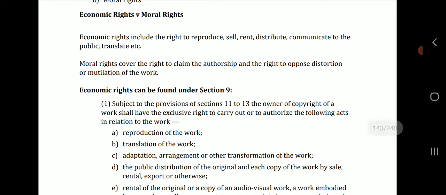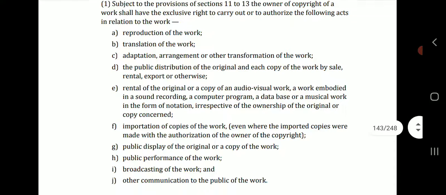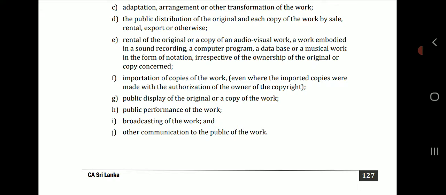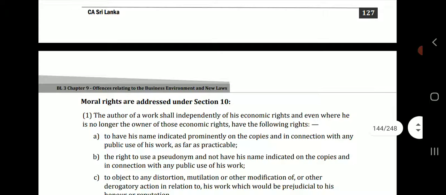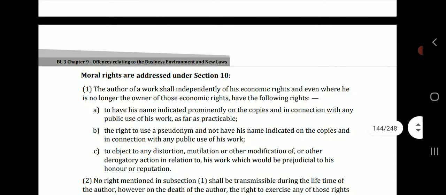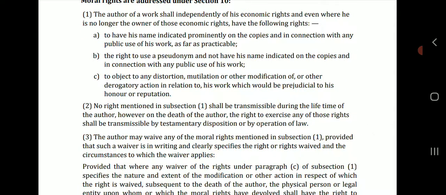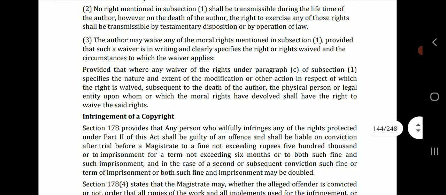So economic rights can be covered under section 9: reproduction, translation, adaptation, things like that. They can display their goods, their copies, they can broadcast, they can perform in public, they can do anything that they want according to their works. Moral rights are to indicate prominently the connection with any public use of the work, the right to use a pseudonym, and to object to any distortion, mutilation, and other derogatory treatment of the work. So these things are covered under moral rights.